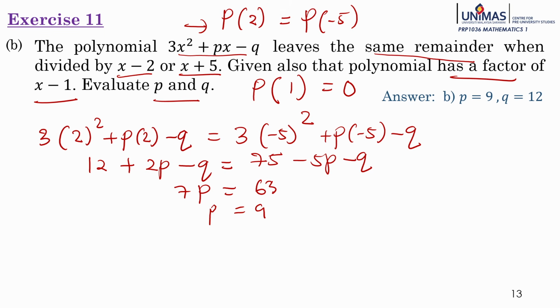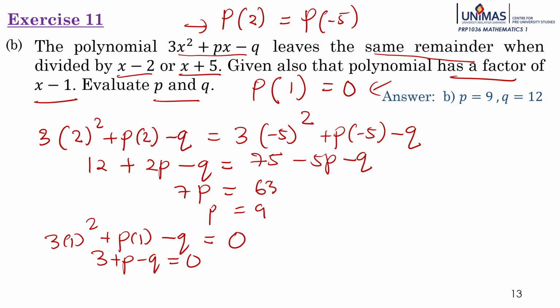Next we solve this one. P(1) equals 0. That means we substitute the value of 1. So 3 times 1 squared plus p times 1 minus q equals 0. So we get 3 plus p minus q equals 0. Then we substitute the value of p is 9. So 3 plus 9 minus q equals 0. So we get the value of q is 12. So this is how to answer this one.